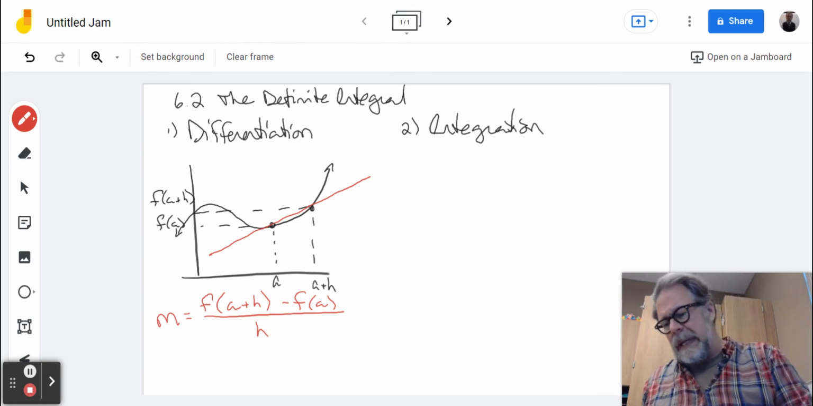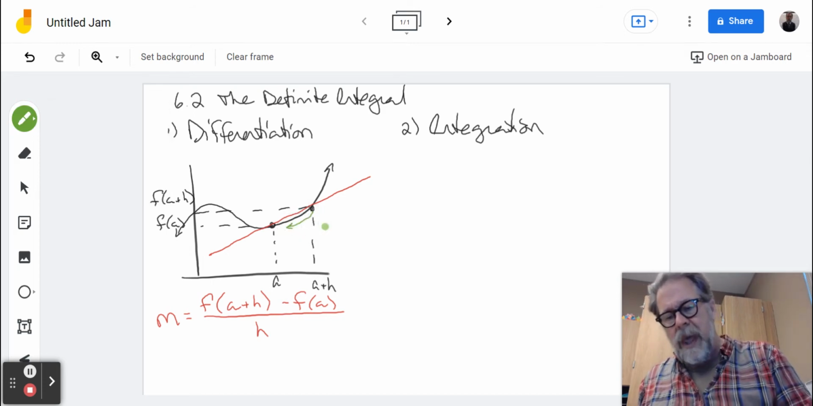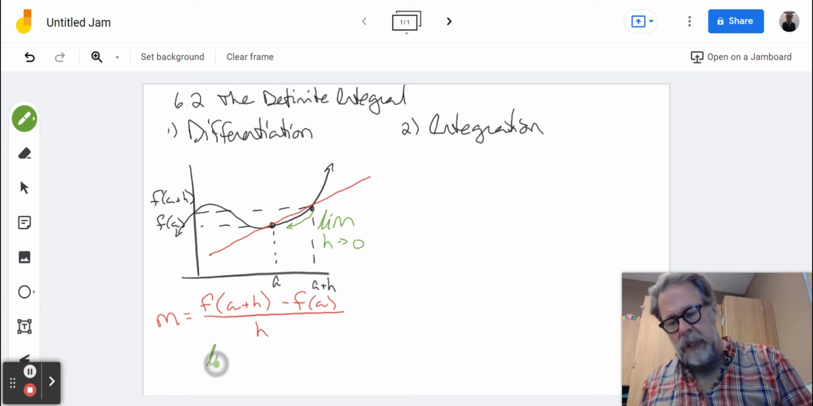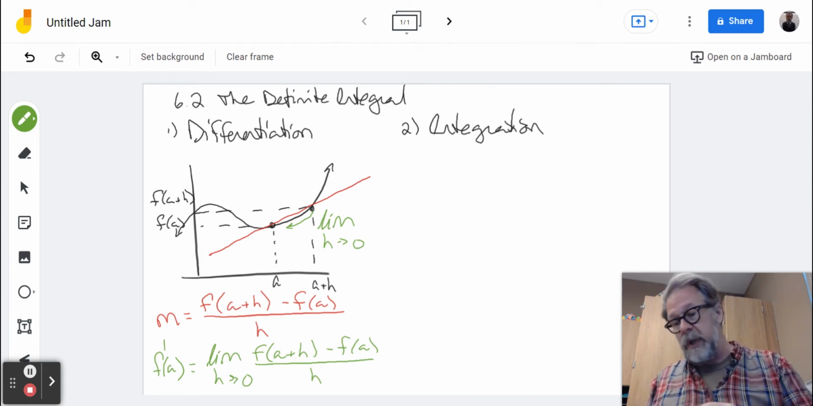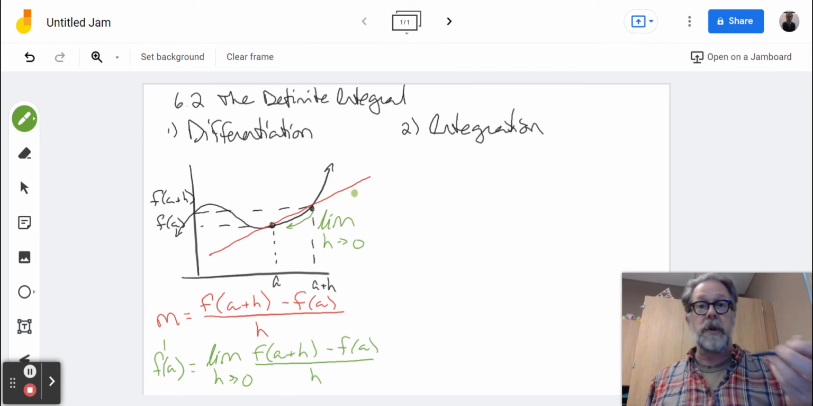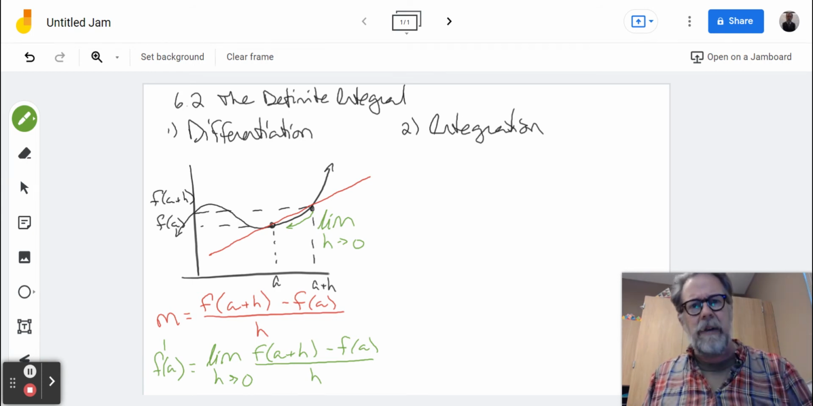So what I then did is I started to move this point closer and closer and closer, and I took the limit as h went to 0. And when we took the limit as h approached 0 of this slope, what we got was the derivative at a. So both are rates of change. This in red is the rate of change of that secant line between 2 points. And the green is the rate of change at that point because we take the limit as h gets infinitesimally small.